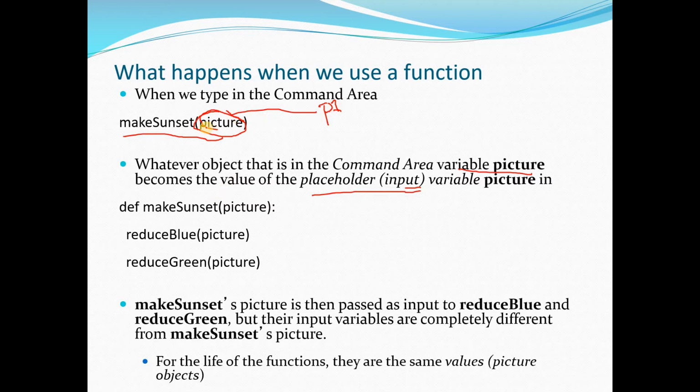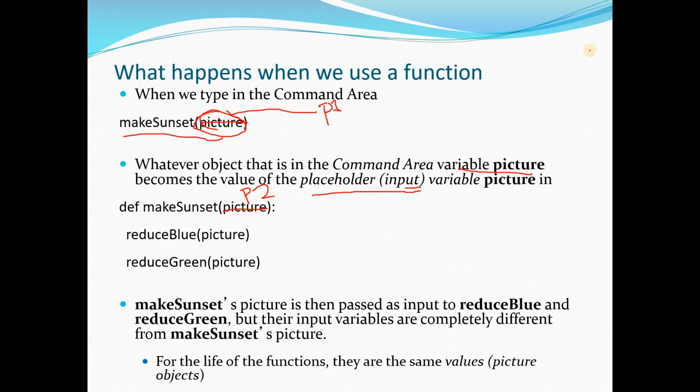This value will be passed to the next object over here. So let's say this is P2. Okay. Now these are different variables, but they will contain the same value. So P1, whatever value it has over here, this value will be passed to P2. Okay.